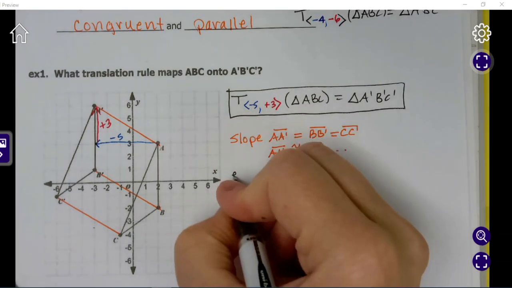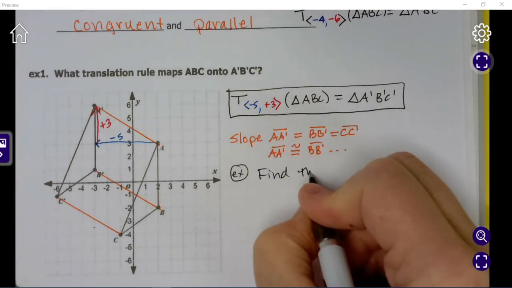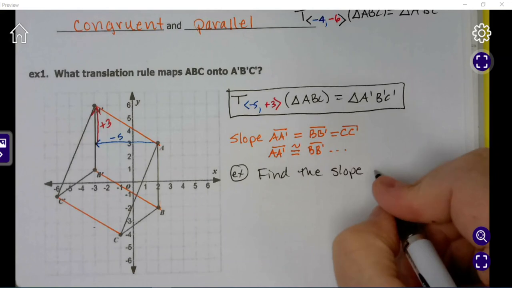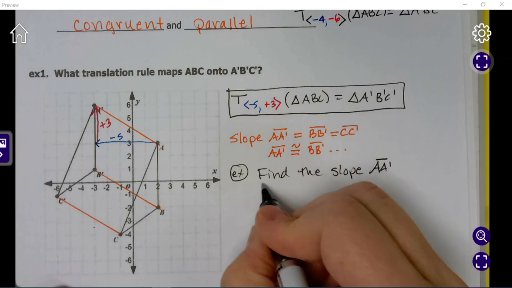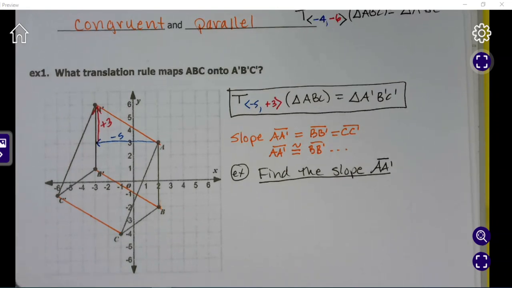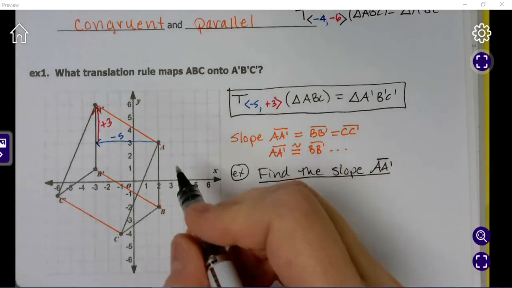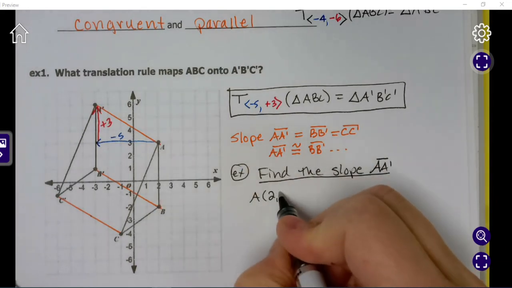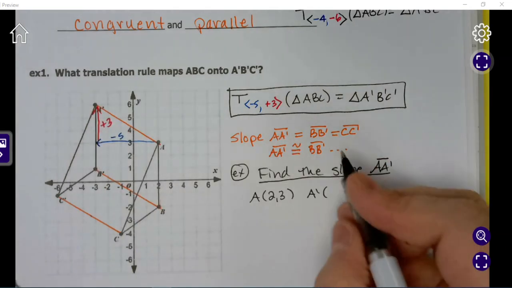So one of the things you're going to do on your homework is find the slope, and then they will give you a pre-image point with its image point. In reality, because all three segments are the same, you can pick any of them to find slope, whatever is convenient. You can use A and A prime, whatever you want. I'm going to use A and A prime, so you need 2 points to find slope. A is at 2, 3. A prime is at negative 3, 6.